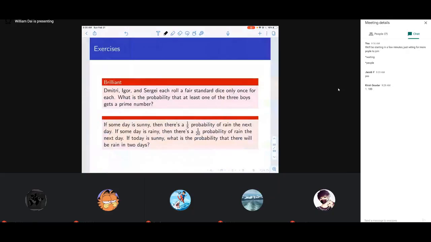Okay, and here are some exercises. You don't need to use the notation from before, but it's kind of useful to keep track of what you're doing. I'm going to give you a couple of minutes to solve it.